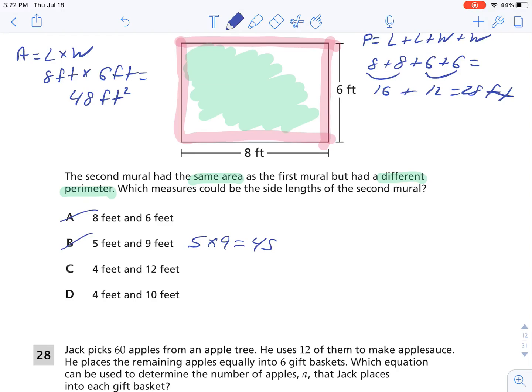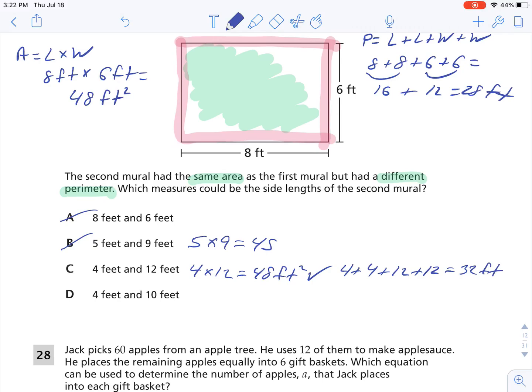C, 4 feet and 12 feet. 4 times 12 is 48 square feet. So that's the same area. And if I add that up to get the perimeter, I'm going to get 4 plus 4 plus 12 plus 12. And if I add that up, that will give me 32 feet.